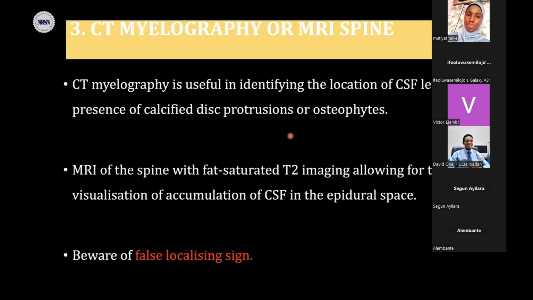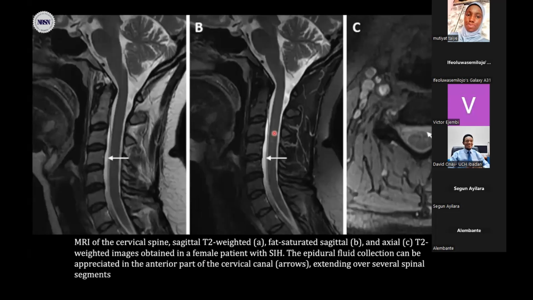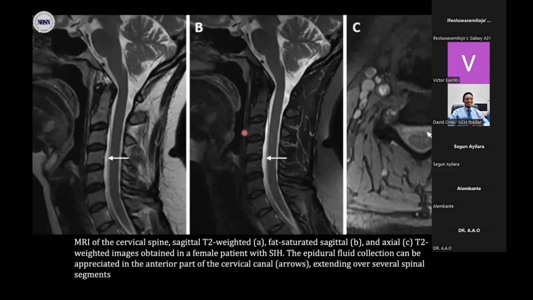A CT myelogram of the spine or MRI of the spine can be done. It's helpful to identify the location of the leak, and the presence of calcified disc protrusions or osteophytes will be seen on CT. On MRI, a fast saturated T2 is very vital, and it helps in visualizing the accumulation of the CSF in these dural spaces. And you have to be aware of the focal localizing signs, which I'll show you.